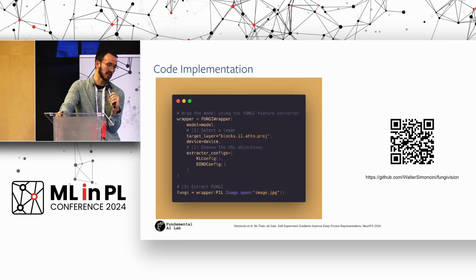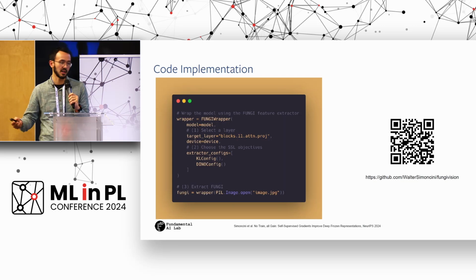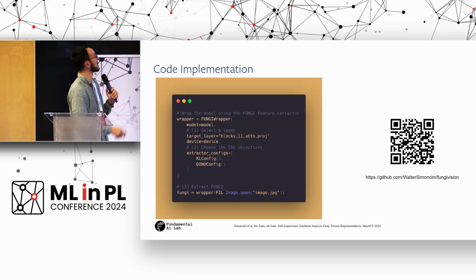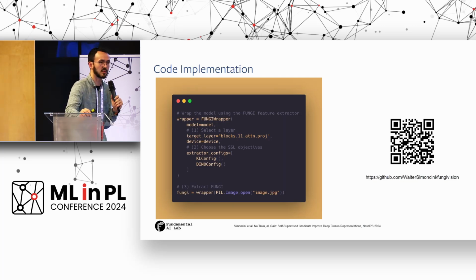In practice, it looks like this. It's really simple, so we made it available as a library. You can basically call the FUNGI wrapper, initialize your model, set which target layer you want to extract the gradients from, set the device, and then say what kind of gradients you want to have, let's say DINO or the KL loss, and then you get the FUNGI features. So it's as simple as this. And hopefully plenty of people will start using it because of the advantages that I'll show in a second.